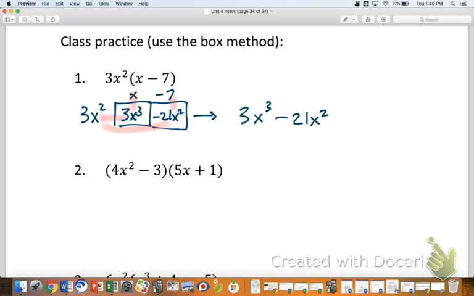Number 2. For number 1, we needed a 1 by 2 set of boxes. For number 2, what do you think we'll need as far as our boxes go? 2 by 2, right? Because it's a binomial times a binomial. See if you can do that. Set up your 2 by 2 and see if you can multiply here. Number 2. Ready, go.